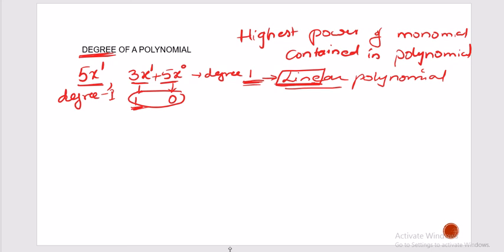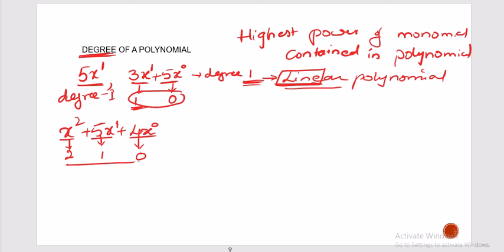Next, if you increase the degree, suppose I have x square plus 5x plus 4. Now if you observe, how many monomials are there? There are three monomials: this is the first monomial, this is the second monomial, and this is the third monomial. Since this is a constant term, we have x power 0. For this monomial, what is the power? 2. For this monomial, the power is 1. For this monomial, the power is 0.